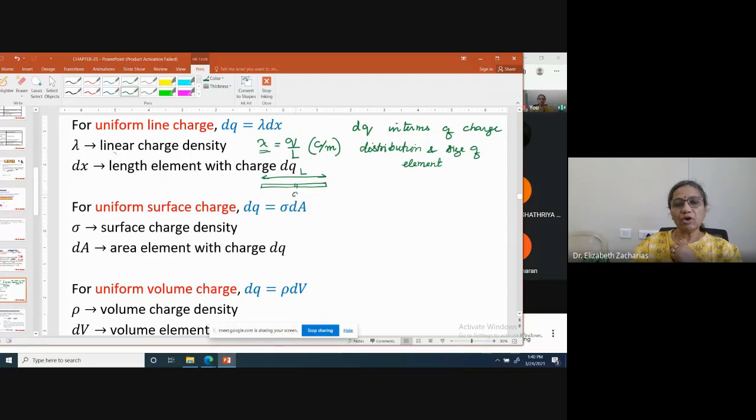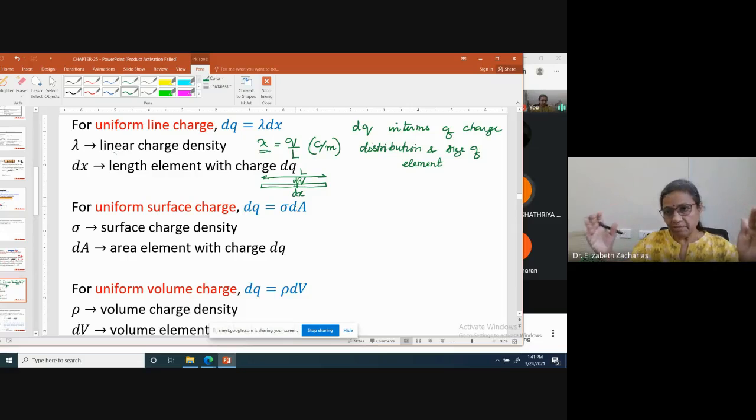Now I take a small element dx, and I want to know how much is the charge dq on it. So what do I do? I know the cost of 10 pens. I want the cost of 2 pens. So what do I do? I find the cost of 1 pen and multiply it by 2. Yes or no?